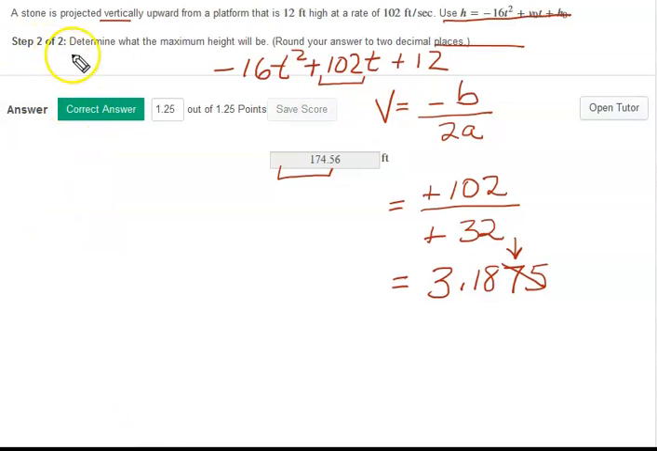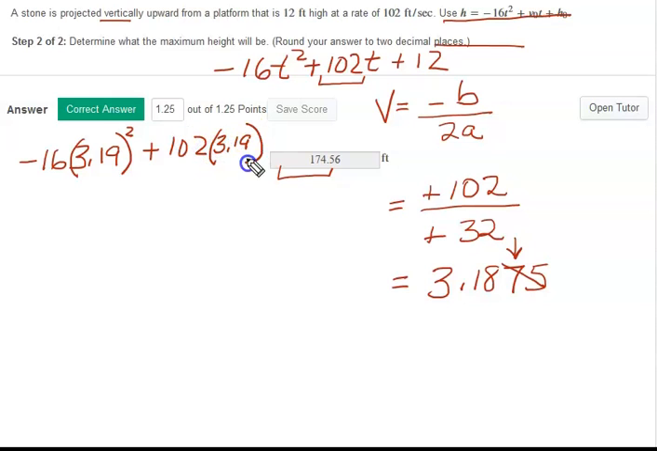Now for step 2 of this, they want to know what is the height. So we now have a value for t, and we do our substitution. So negative 16 times 3.19, we said, squared, plus 102 times 3.19 plus 12. All right, take a moment to put that into your calculator and see what you get.